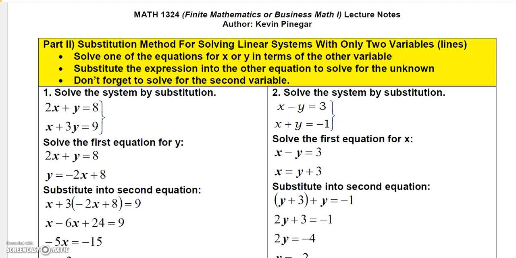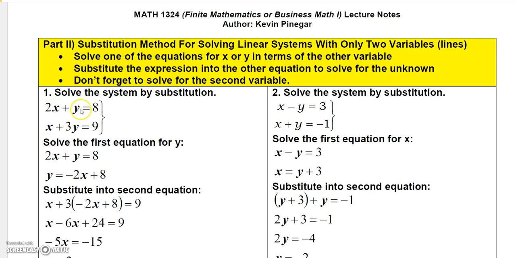Now let's talk about solving systems of equations using the substitution method. Basically, with the substitution method, here you see I have two equations. So what I want to do is solve one of these equations for one of the variables. So I could solve the first equation for either x or y, or I could solve the second equation for either x or y. Now in this system, there's really only two practical paths.